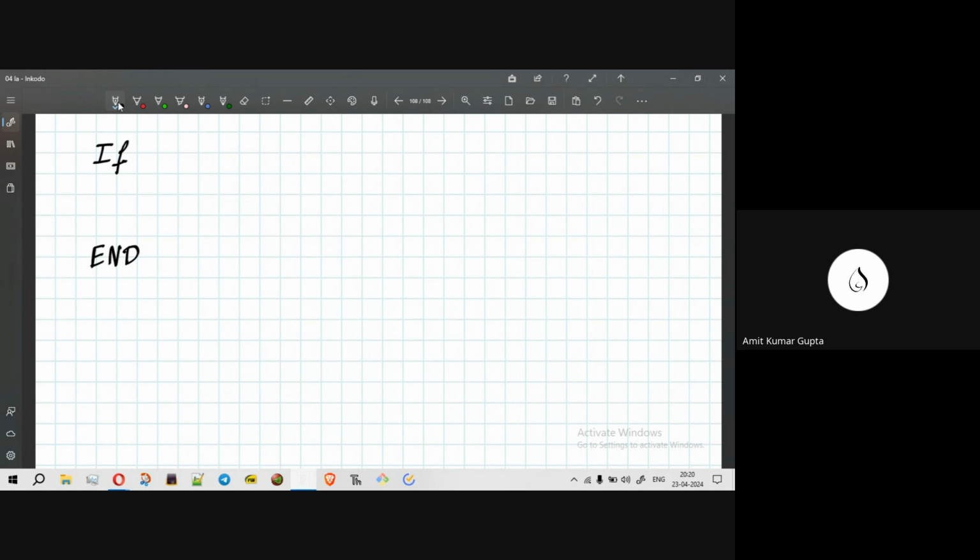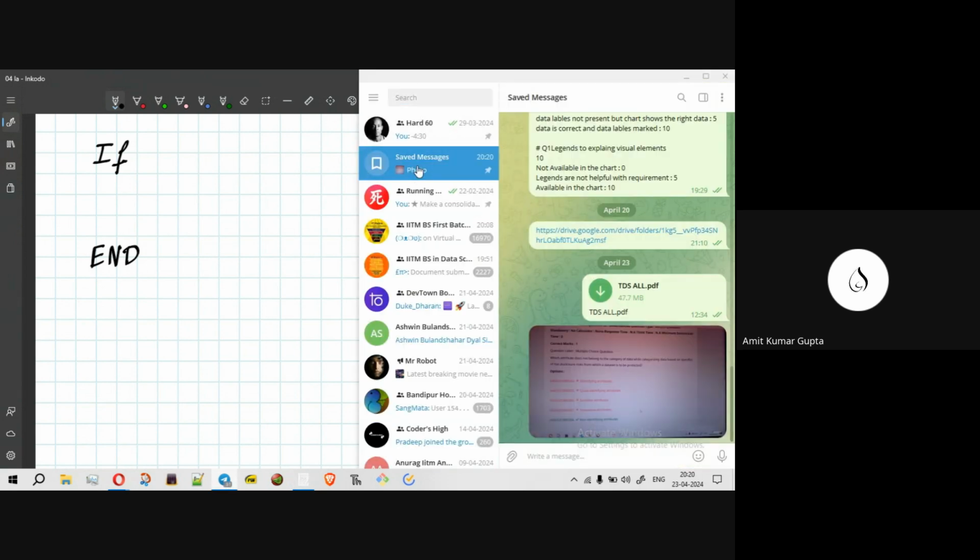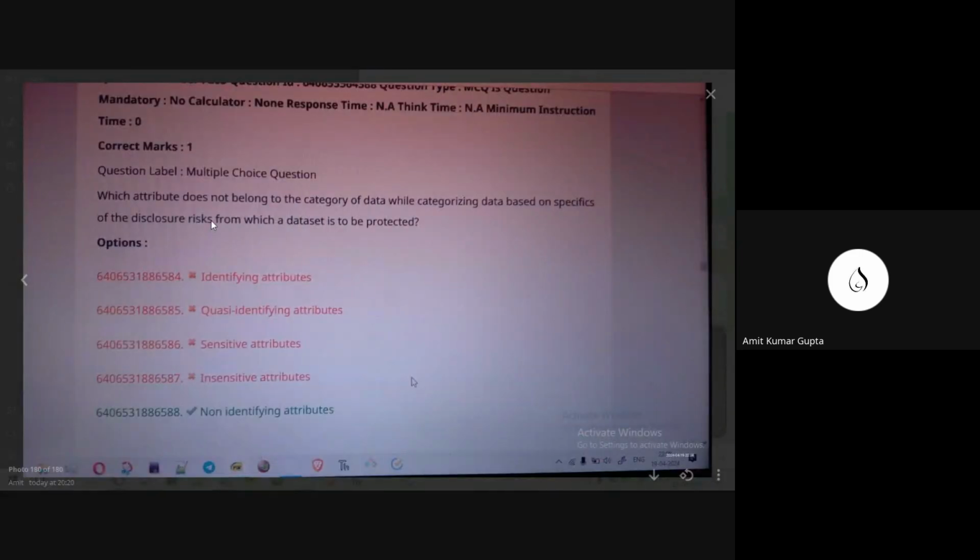There is one more thing I want to discuss. There is a question: which attribute does not belong to the category of data while categorizing data based on specifics of the disclosure risk from which a dataset is to be protected? Give me a minute to share it. Okay, this was the question. You guys remember this question?